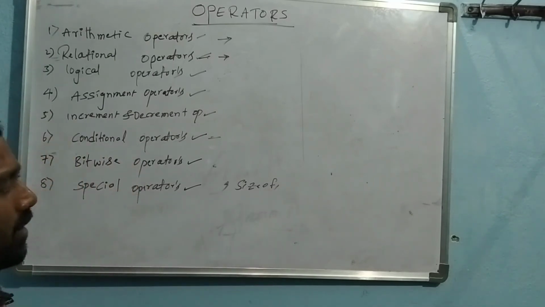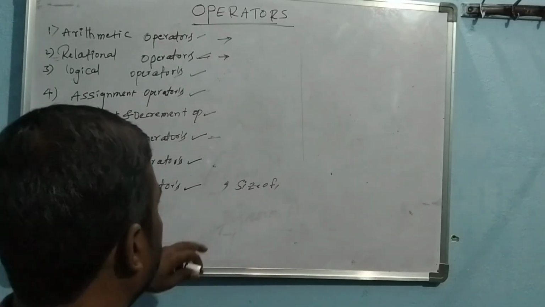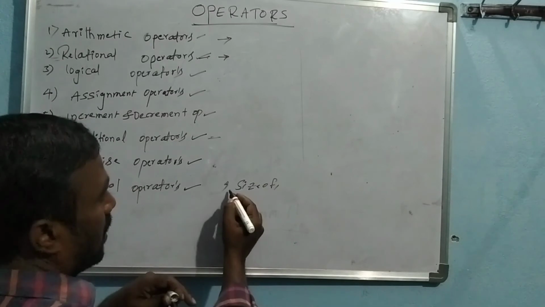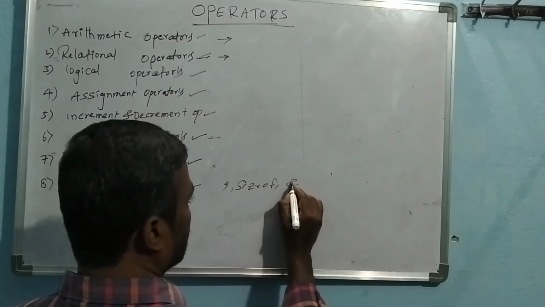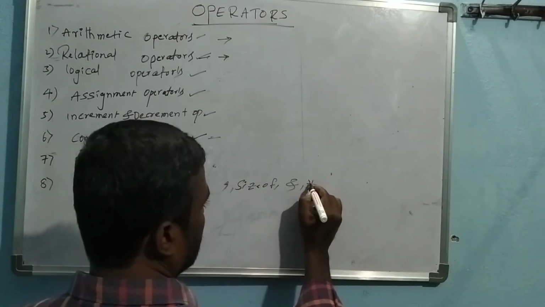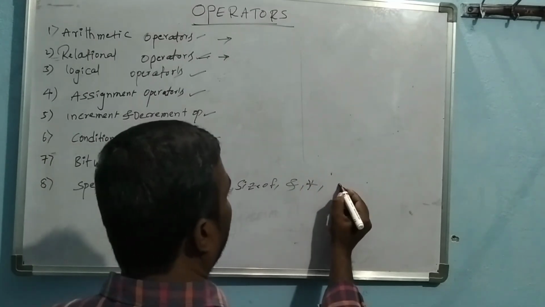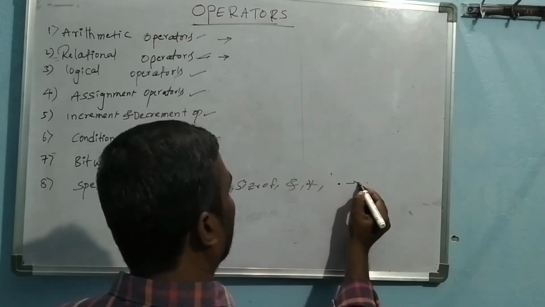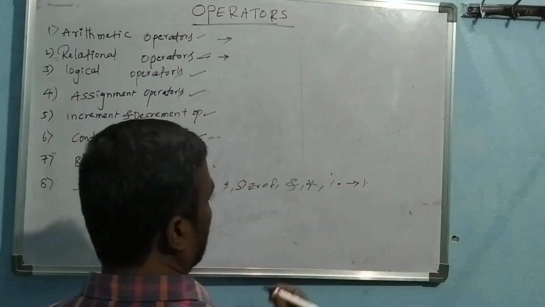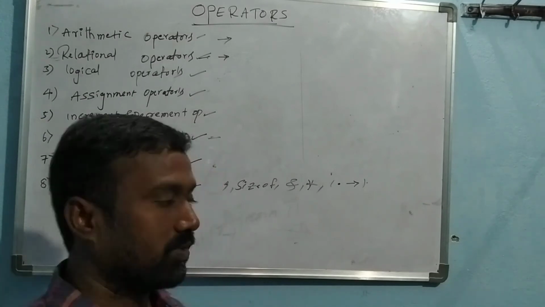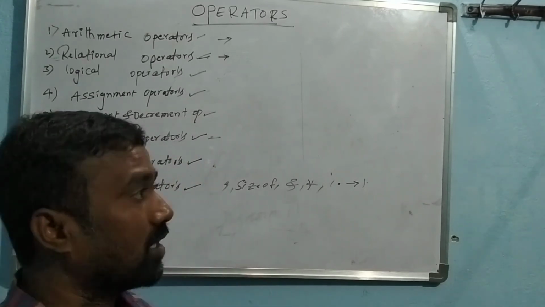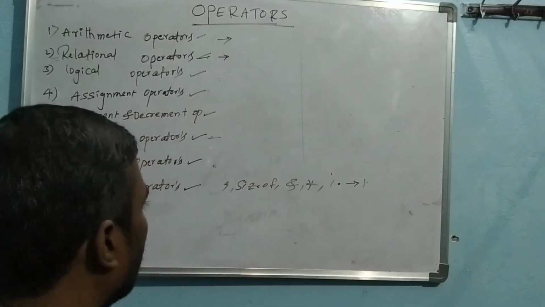Actually, mainly we are discussing this comma operator and sizeof operator. The next one is ampersand, which is also a special operator. Asterisk is also a special operator. Dot and arrow mark are also special operators. So these are the special operators available in the C programming language.